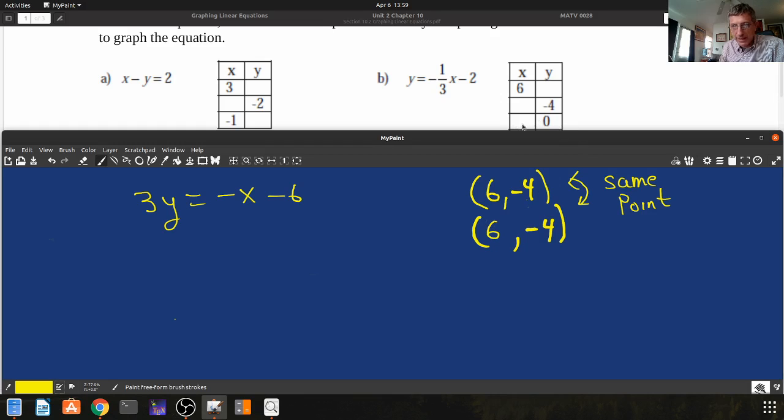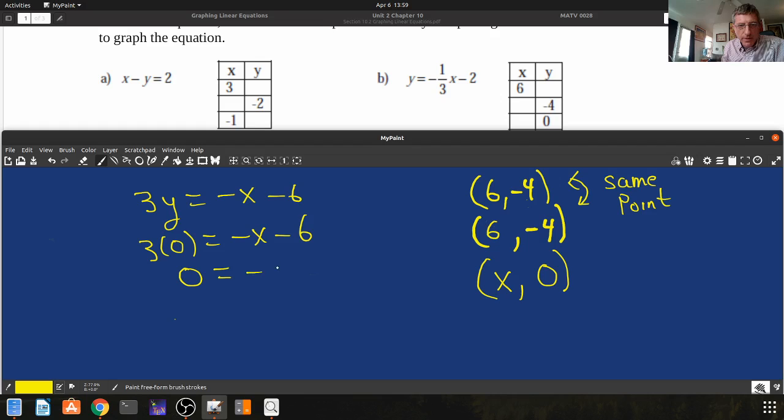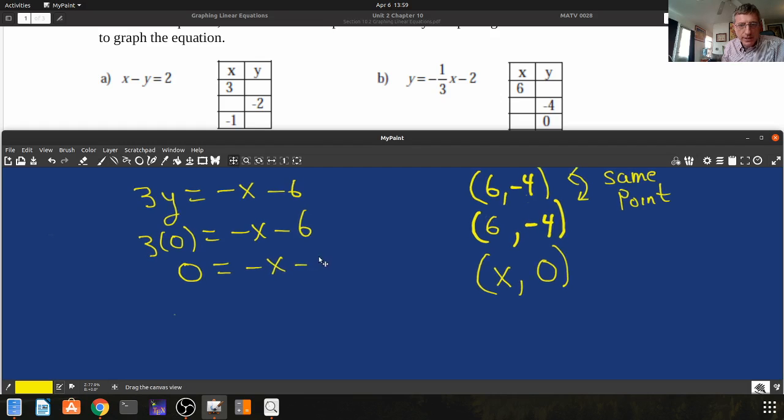So let's do the last. They don't give us the x value. They give us y is equal to 0. So let's find the x value. So I plug in 0 for y, and everything else stays the same. So 3 times 0 is 0. That's equal to minus x minus 6.